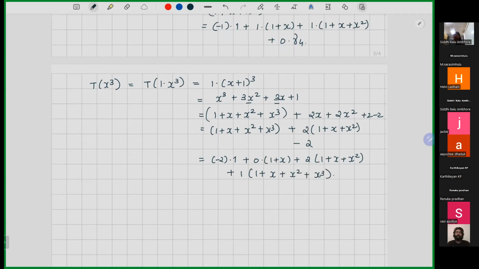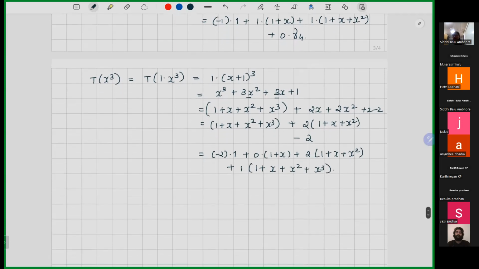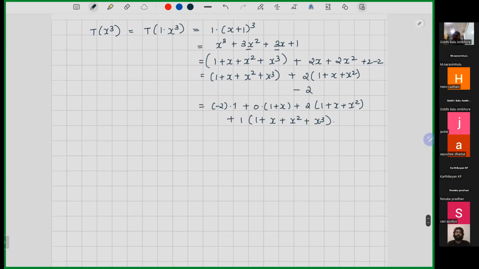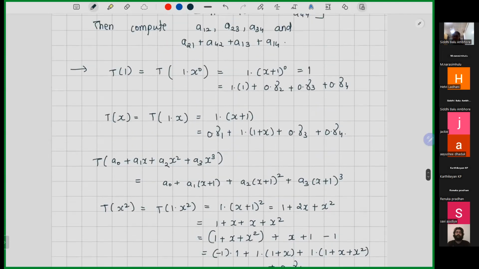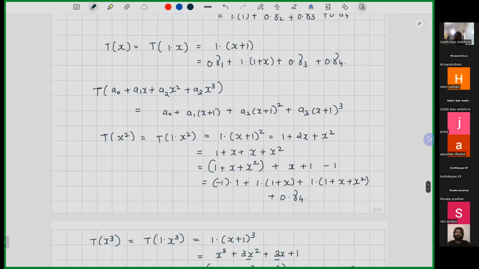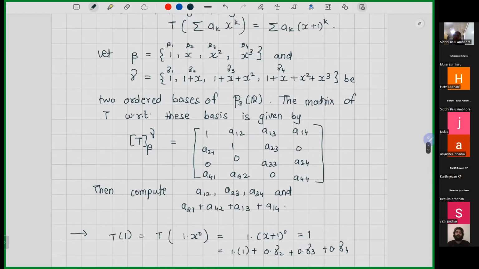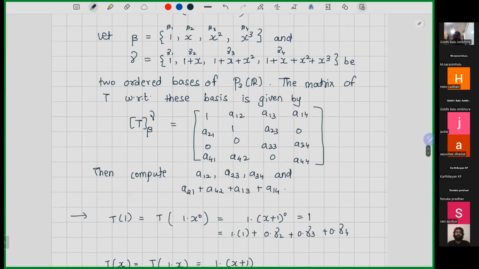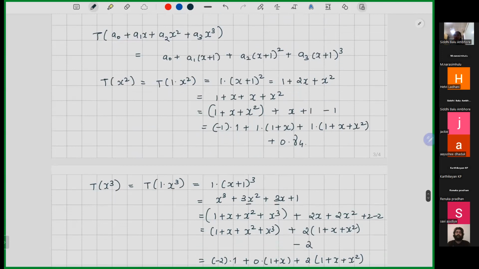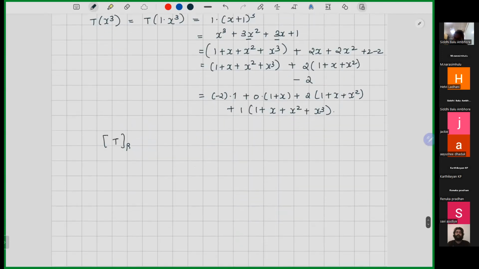Is it okay now? I'm just adjusting a few terms to get the required linear combination. So now I have T of 1, T of x square, and T of x cube, which were my elements from beta. I want to express the matrix, because I already wrote them as linear combinations of gamma i's. So how would my T beta gamma look like? It is this matrix: 1 0 0 0, 0 1 0 0, minus 1 1 1 0, minus 2 0 2 1.